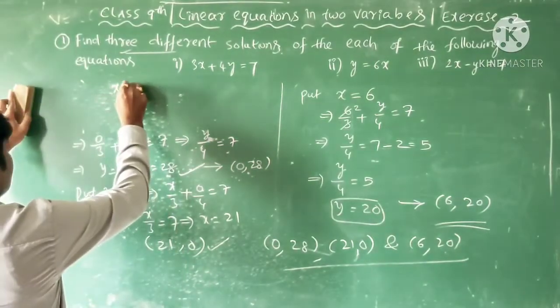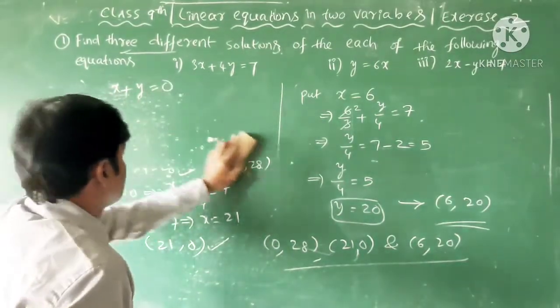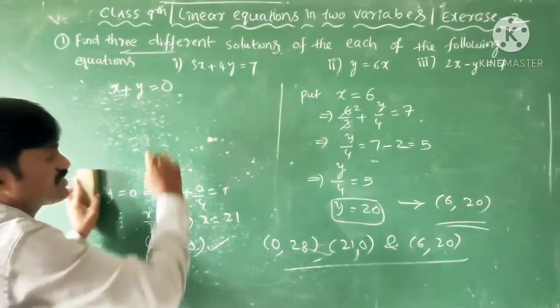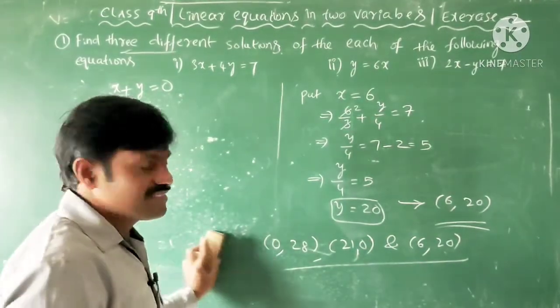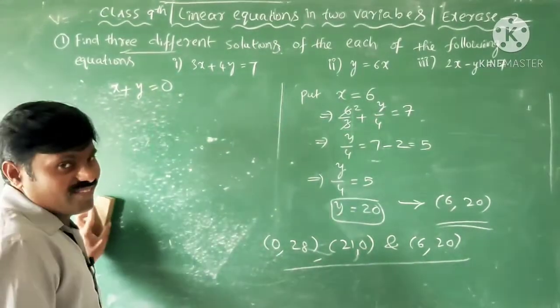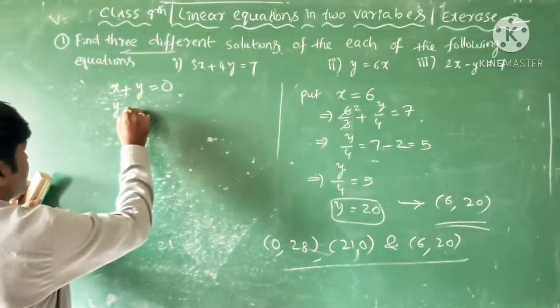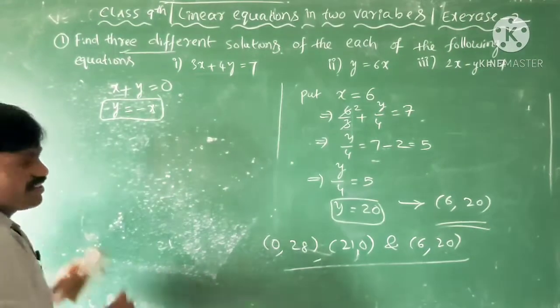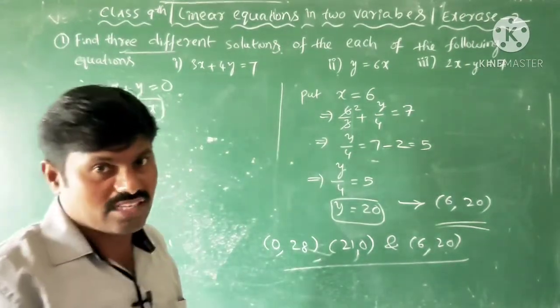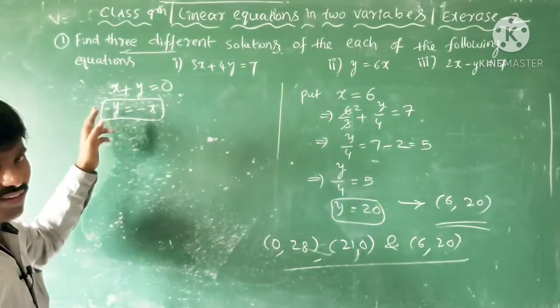Then how to find solutions? Here it is simple. The sum of these two numbers is always 0. That means these both are additive inverses of each other. Here x plus y is 0 means y is equal to minus x. And if y value is 1, then x value becomes minus 1. If x value is minus 1, then y value is plus 1.